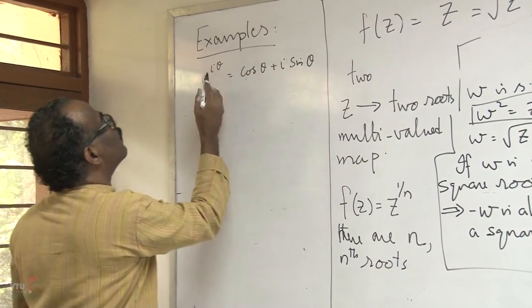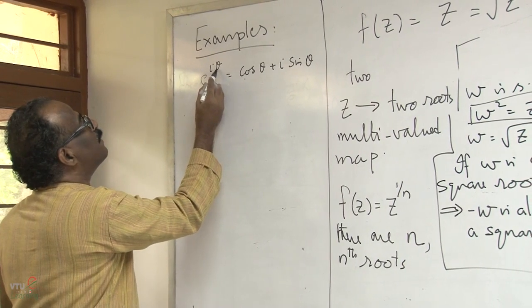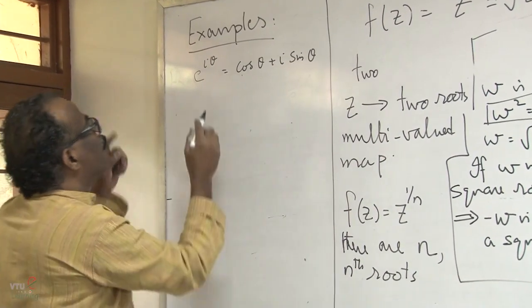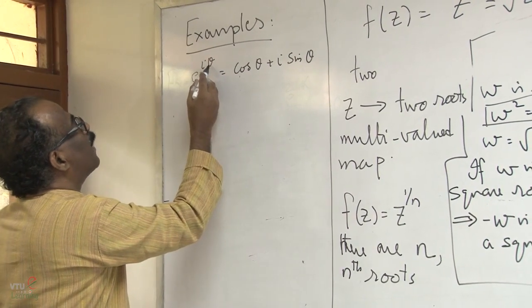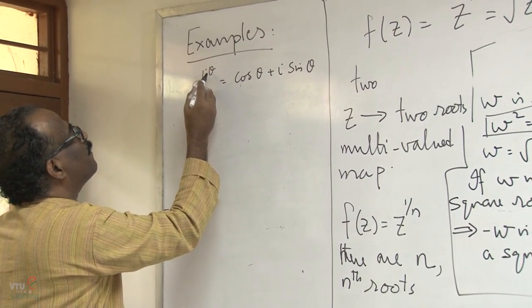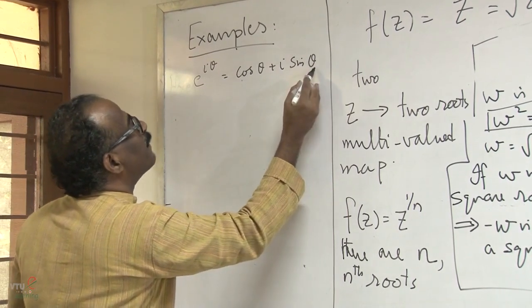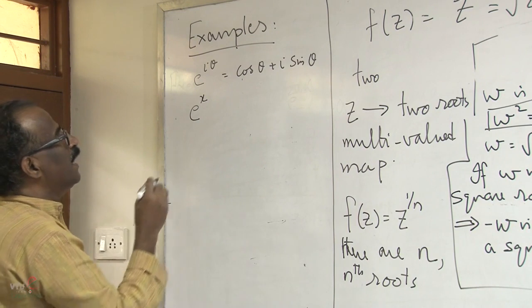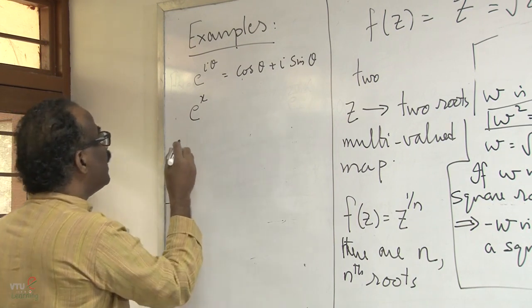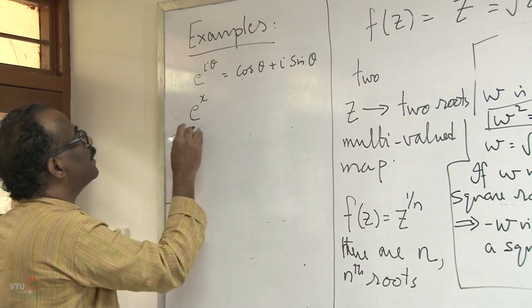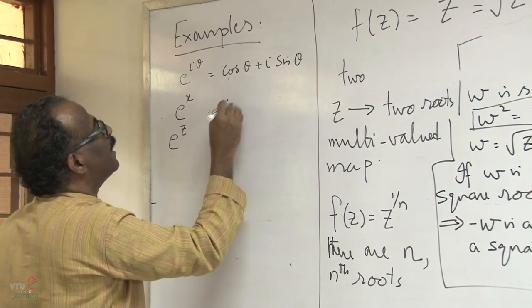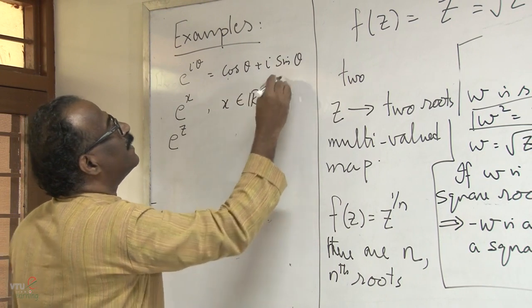This, of course, is not a complex variable map, since theta is real. It is a real variable, but complex valued. And you also know e power x, for x real. You are interested in studying e power z for a complex number. Here theta is real.